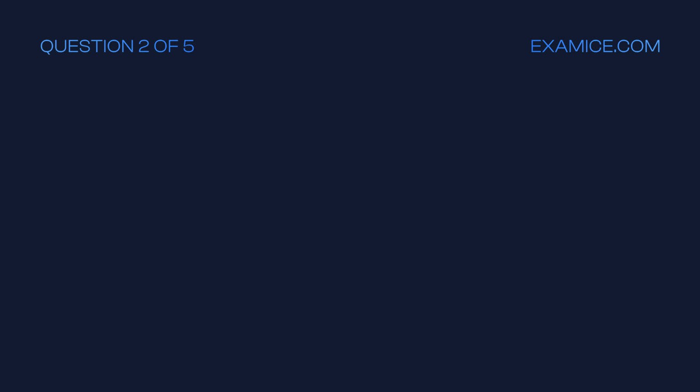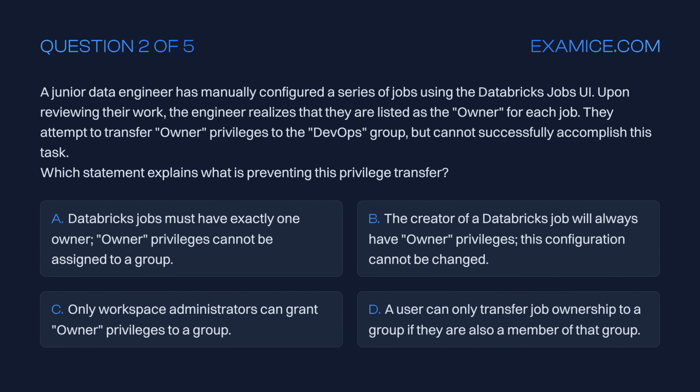Question 2. A junior data engineer has manually configured a series of jobs using the Databricks Jobs UI. Upon reviewing their work, the engineer realizes that they are listed as the owner for each job. They attempt to transfer owner privileges to the DevOps group, but cannot successfully accomplish this task. Which statement explains what is preventing this privilege transfer?